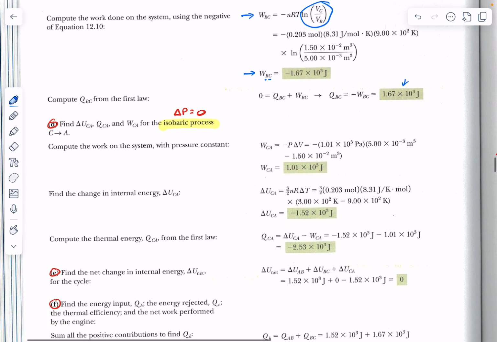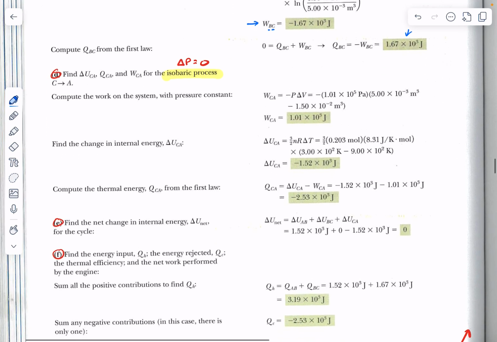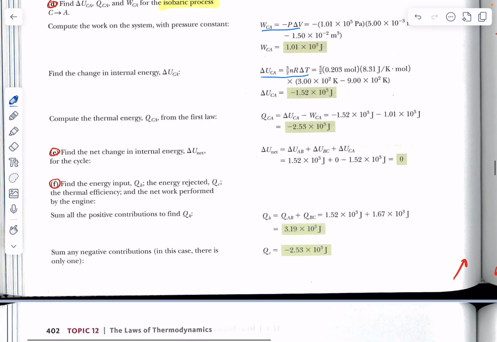Part D, what about the isobaric process? This is the part where the change in pressure is constant. There is no change in pressure, but there is a change in volume. And once again, all the way through here, we are taking equations we've seen before, like this one at the very beginning of the chapter, this one a little bit later on in the chapter. And we're just plugging our numbers in all the way through. And I'll leave the rest of this problem to you.